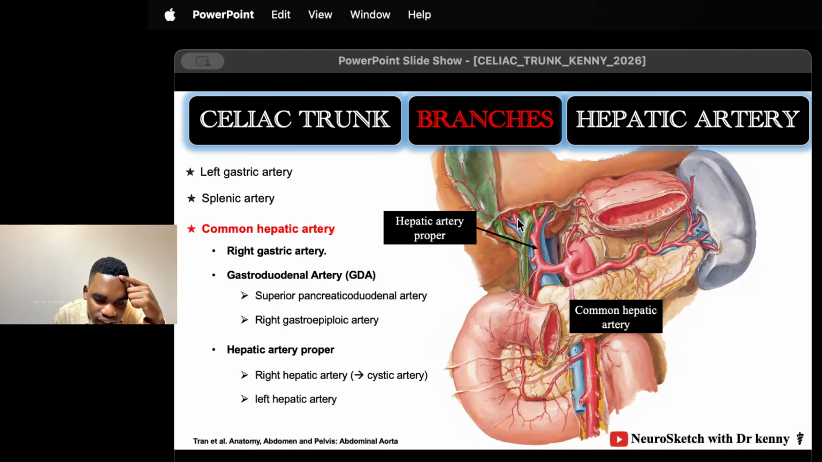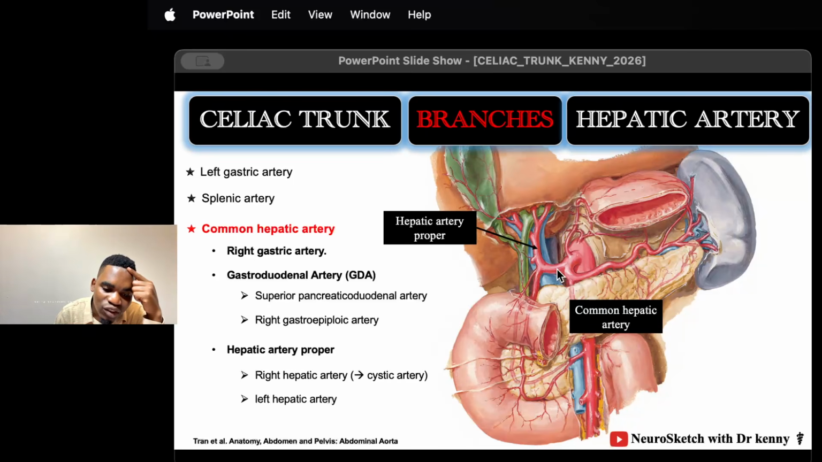But the right hepatic artery is going to give a cystic branch. So it gives a cystic artery. The cystic artery is going to the gallbladder. So the gallbladder is supplied by the cystic artery, which is the branch of the right hepatic artery. The right hepatic artery is the branch of the hepatic artery proper. The left hepatic artery is the branch of the hepatic artery proper. The hepatic artery proper is the branch of the common hepatic artery.